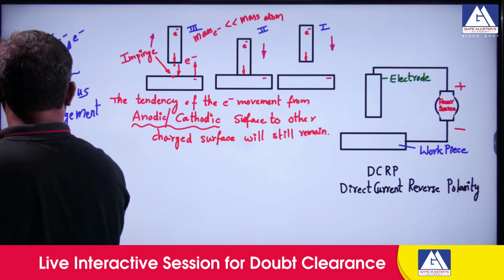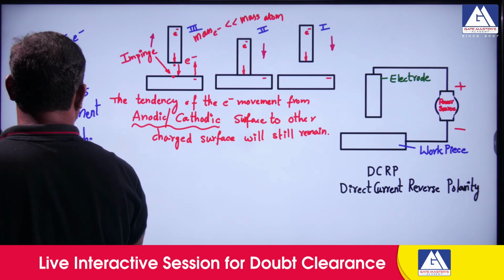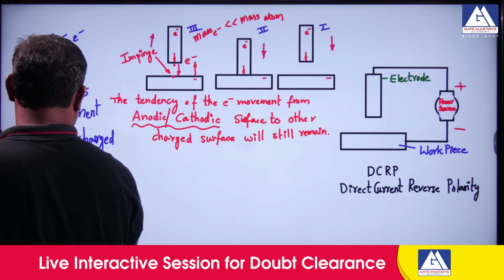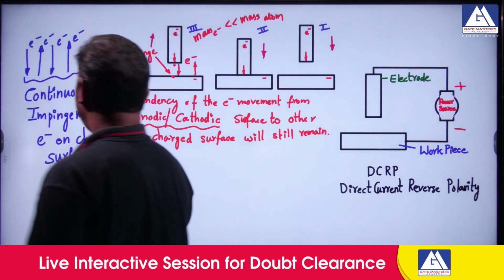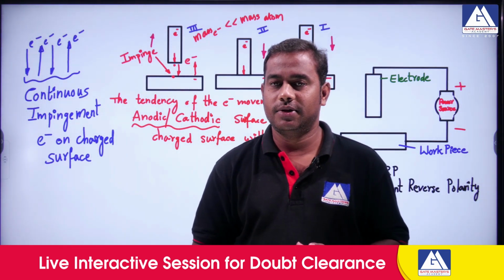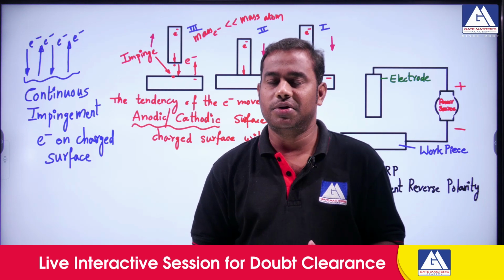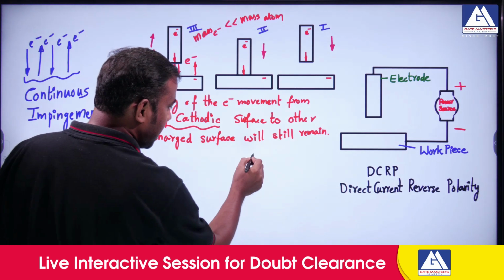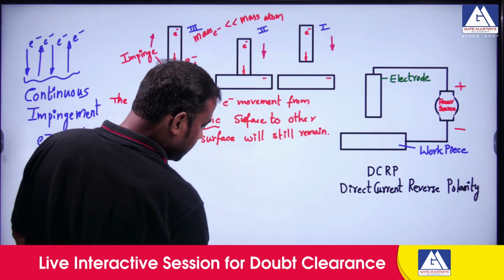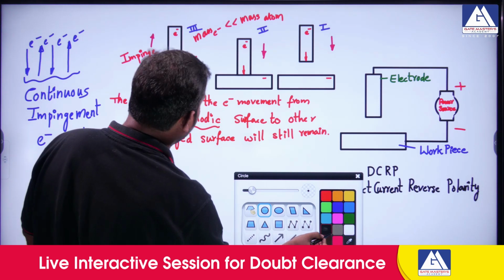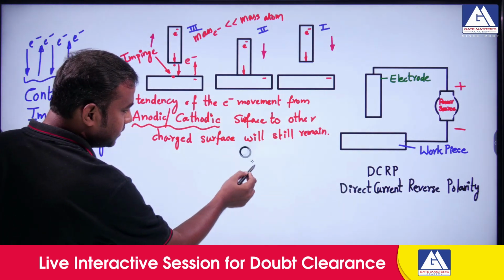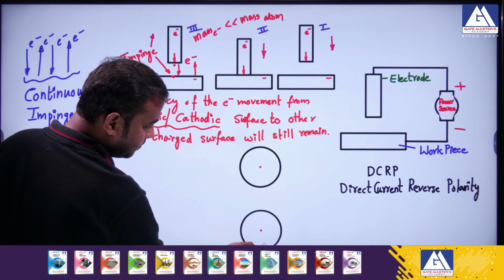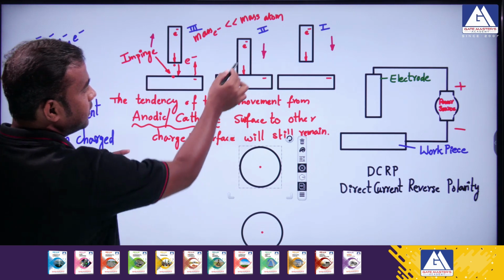Impingement of electron on a charged surface takes place. As a result, thermionic emission will take place. When thermionic emission takes place, what is actually happening here is, look at here, just a simple idea: there is one atom here, okay, and there is another atom here.